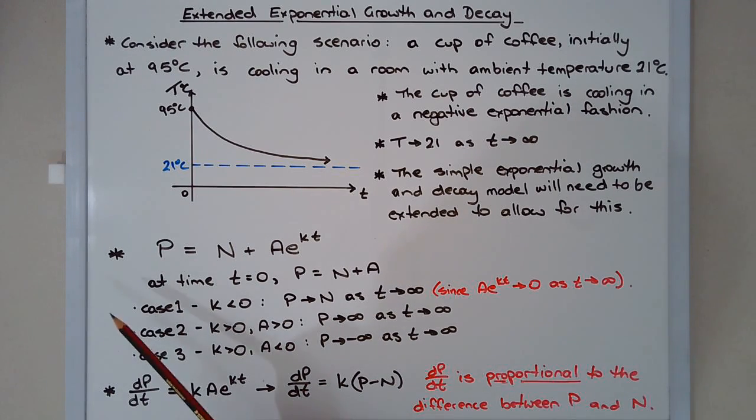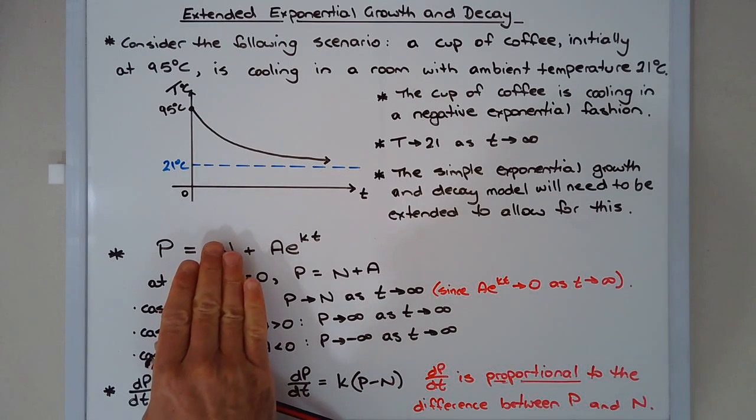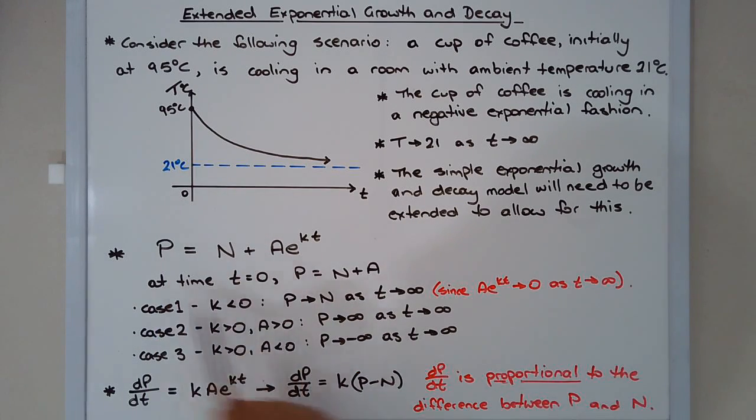So the extended exponential growth and decay formula looks something like this. And I've used similar pronumerals to what I've used before. The only change between the extended model and the simple model is the introduction of another constant n. So P equals n plus A times e to the power of kt. So if I took the n out or made n equal to 0, so just remove the n, you then have the simple model. So if n equals 0, then you have the simple exponential growth and decay model.